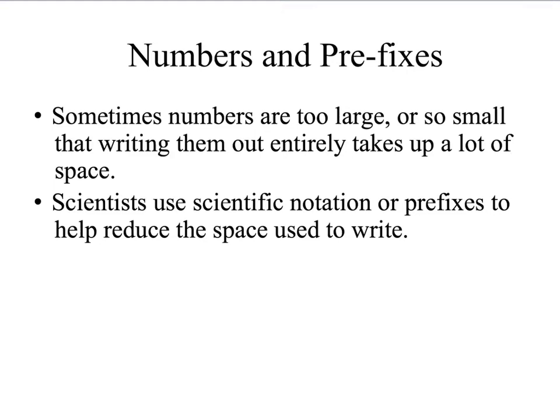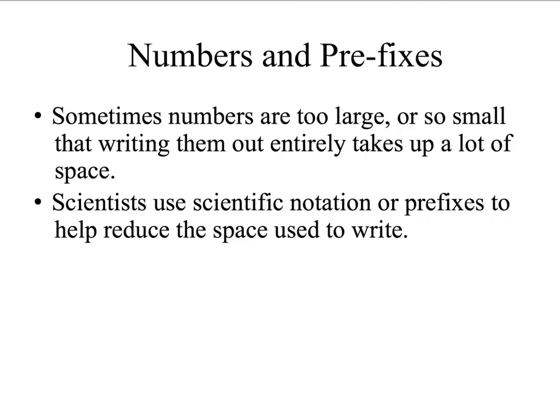Scientists do always like to be efficient, so sometimes numbers are too large or so small that writing them out entirely takes up a lot of space. Nobody likes to waste space. So scientists will often use scientific notation or prefixes to help reduce the space used to write.